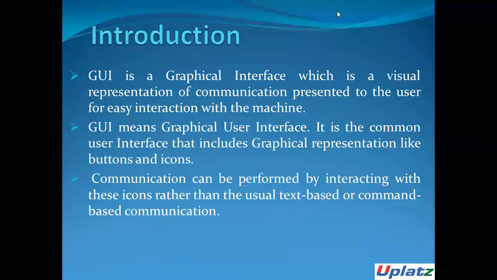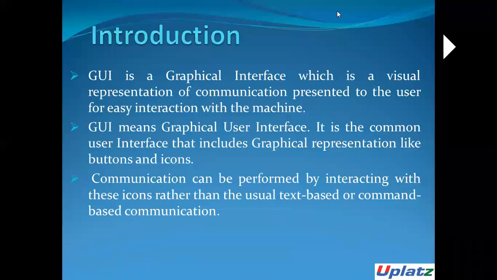Your OS also sends events to your program in the order they are generated by the user. Your program's event loop responds to these events. All GUI programs have the same event loop. So there is an event loop provided for you, and it is a very user-friendly approach, correct? So you can see there, communication can be performed by interacting with these icons rather than the usual text-based or command line based communication. So then what are the GUI options in Python?